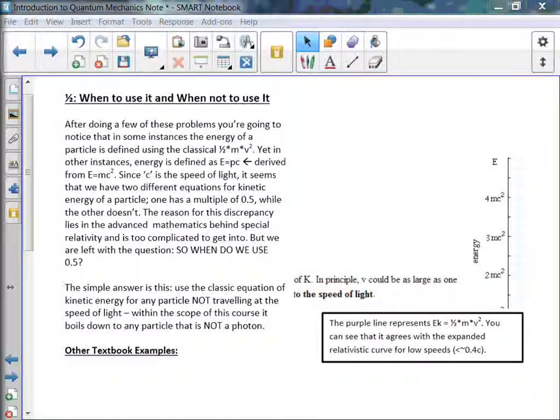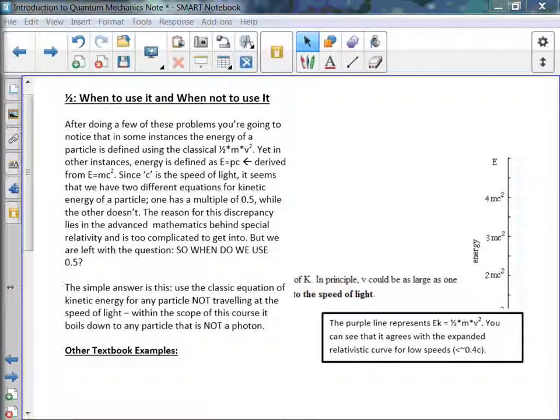When you have the total energy of an object, it is its kinetic energy plus its rest energy, that mc squared. Since c is the speed of light, it seems that we have two different equations for the kinetic energy of a particle. One has multiple quantities, while the other doesn't. The reason for this discrepancy lies in the advanced math behind special relativity, and it's too complicated to get into.